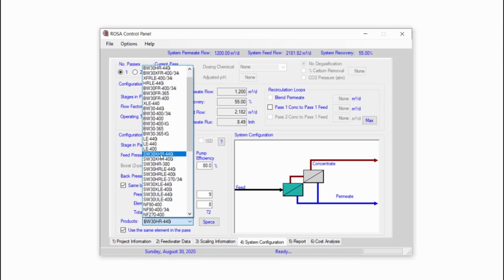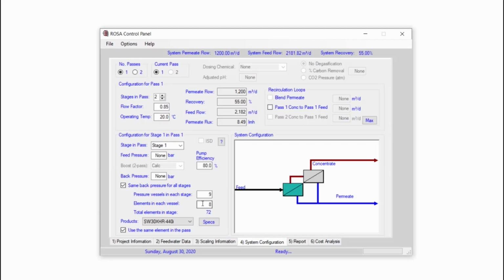In this system, we want to use the same elements, SW30XHR-440i. For stage 1, the pressure vessel count is 7 with 6 elements. Now we have 42 elements in this stage. And for stage 2, the number of pressure vessels is 5 with 6 elements, so we have 30 elements. In total, 42 plus 30, we have 72 elements.